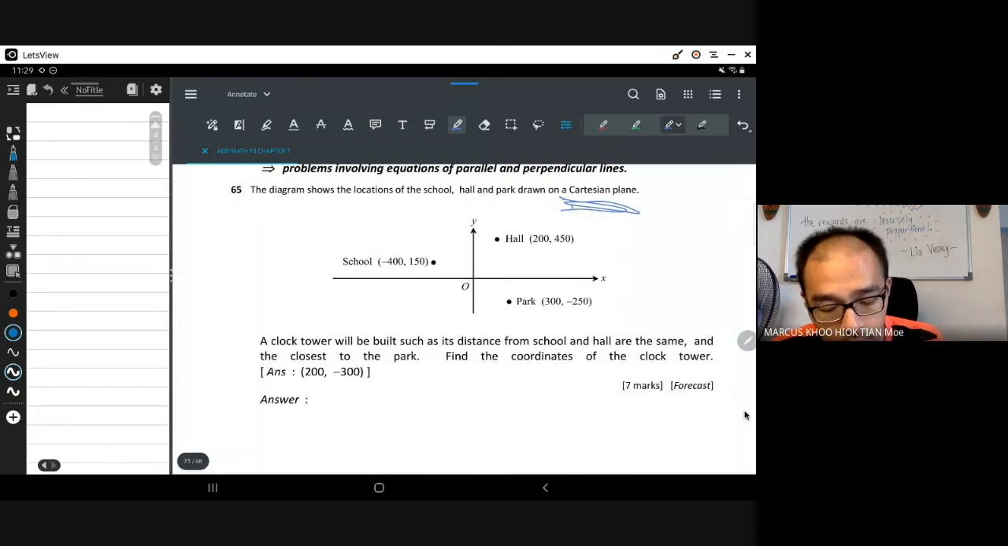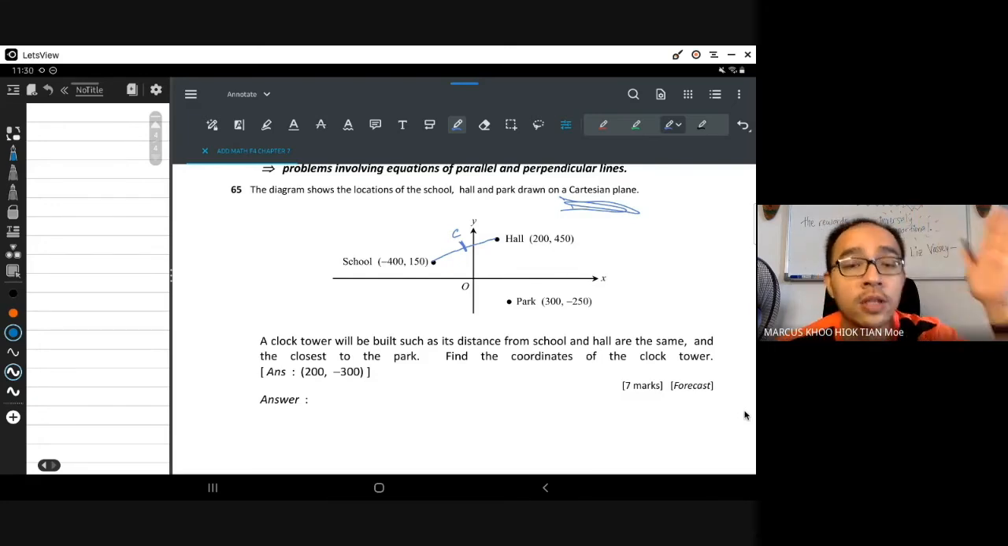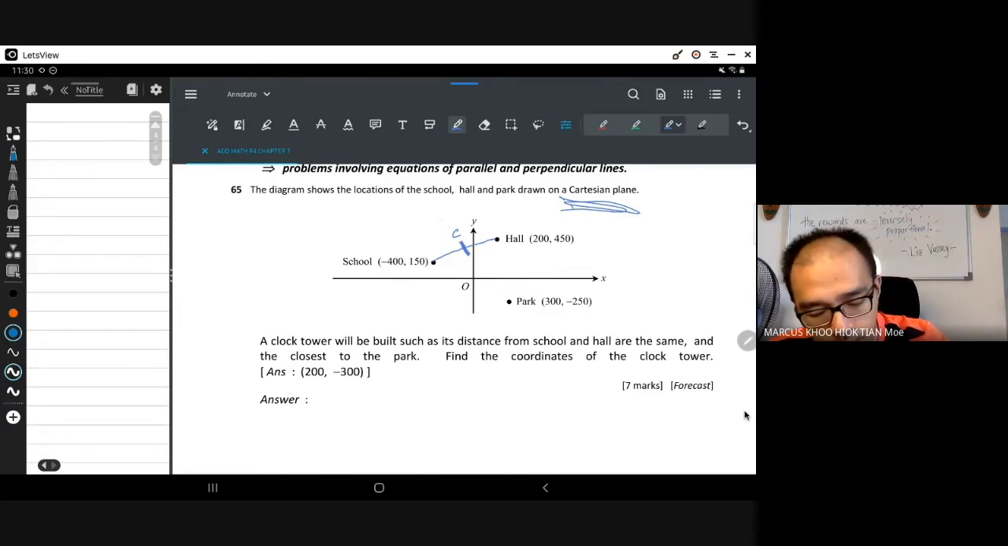So the clock tower will be built such that its distance from the school and the hall are the same. So the clock tower is in between the school and the hall. So we're talking about this line. And so the clock tower must be in the middle. So the clock tower, I'm going to put C over here. What do you think this C is called? If it is in the middle of the school and the hall, what is this point called? It is called the midpoint.